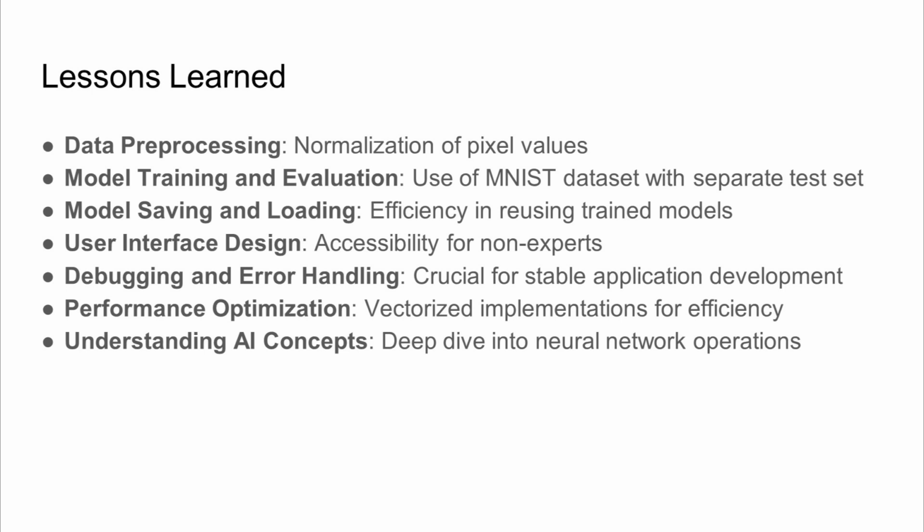Performance optimization was another key area of learning, particularly the use of vectorized implementations for the neural network's forward and backward propagation steps. These implementations are significantly faster than traditional loop-based processing, especially critical when dealing with large datasets or complex models. Lastly, building a neural network from scratch deepened our understanding of essential AI concepts such as gradient descent, activation functions, and one-hot encoding.